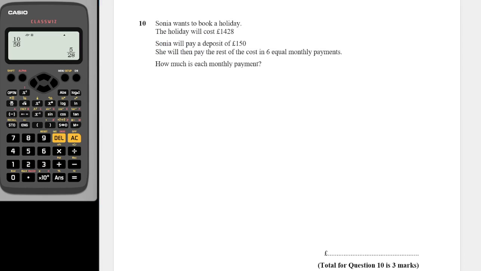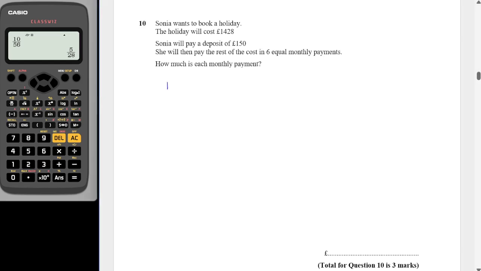Okay, question 10. Sanaya wants to book a holiday. The holiday will cost £1,428. She'll pay the deposit of £150. She will then pay the rest in 6 equal monthly payments. Work out how much each monthly payment will be.